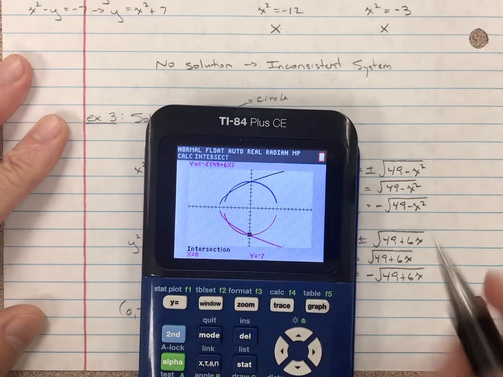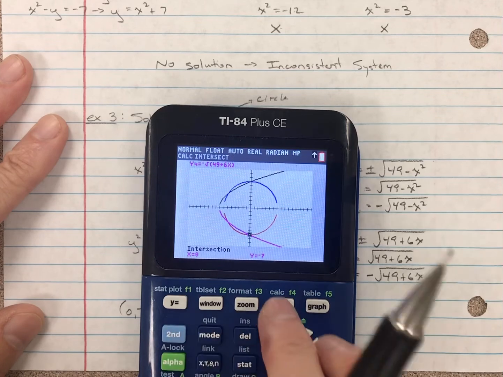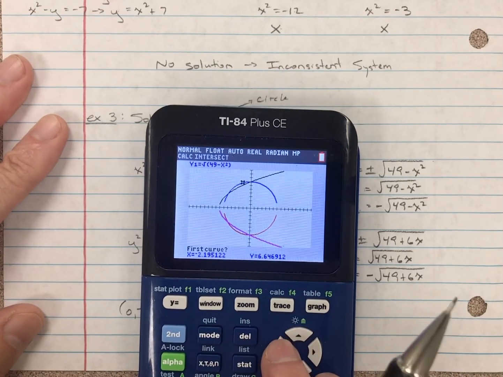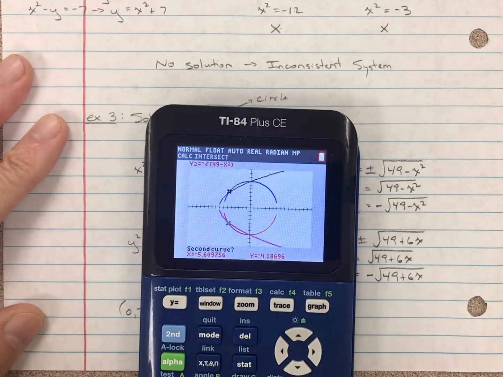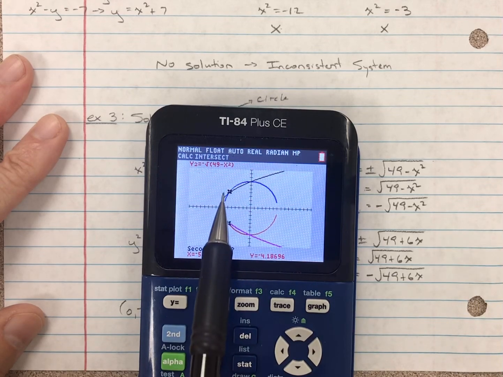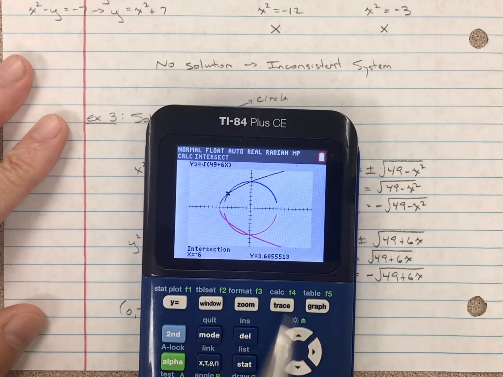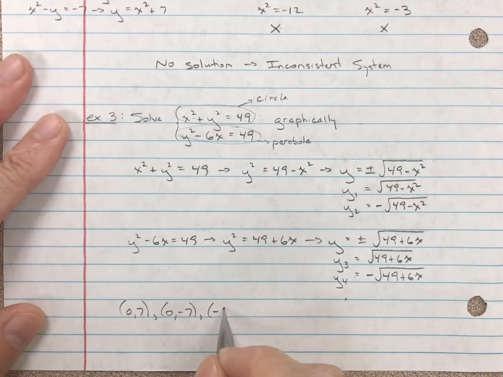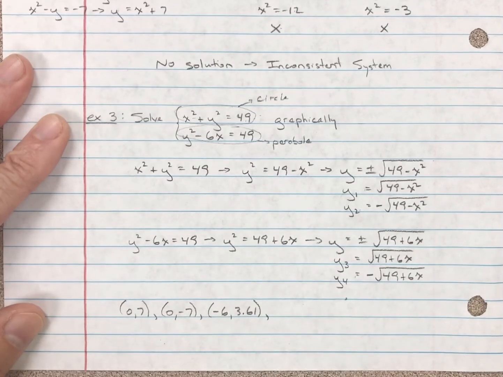Now let's go back. I got a solution here again in quadrant 2 right there, black and blue. So second calc intersect. I'll bring my blue one over close to it. Okay, y1 is the blue curve. y2 is not the red curve. I want the black curve. There's the black curve, y3, enter. And I got negative 6 and 3.61. So this point is negative 6, comma 3.61, and that's a rounded approximation.